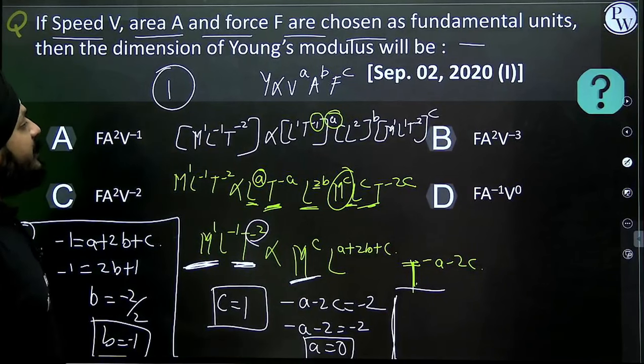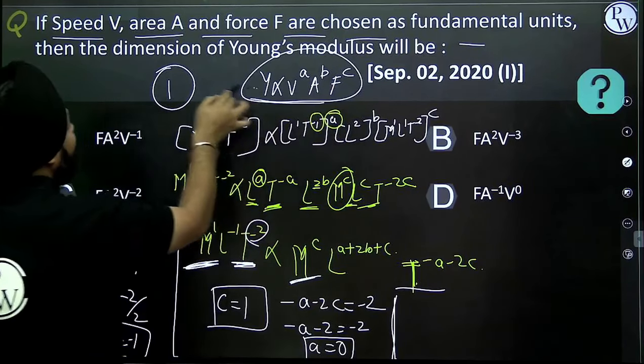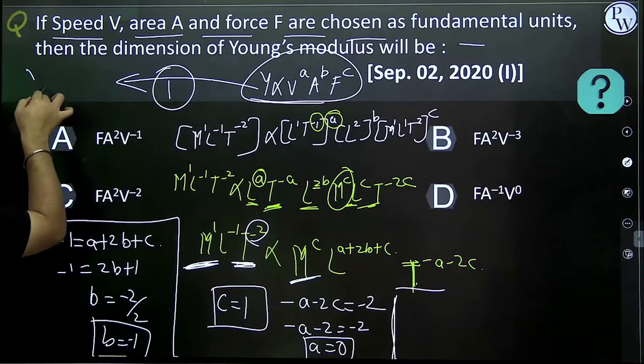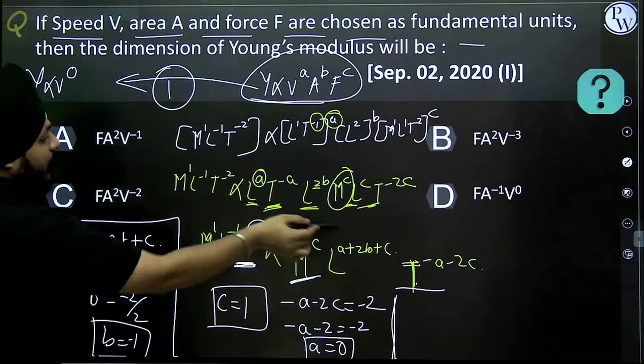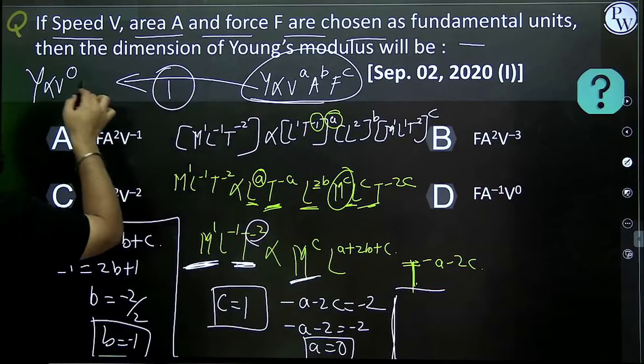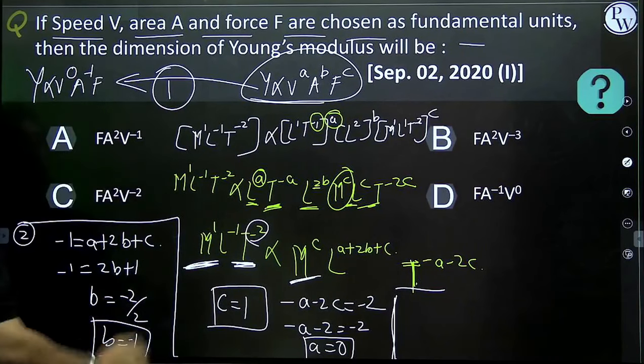So we are having A equal to 0, B equal to minus 1, C equal to 1. If I want to represent this, can I write it as Y is directly proportional to V raised to 0? A is 0, right? B is minus 1, C is 1. This is the perfect answer.